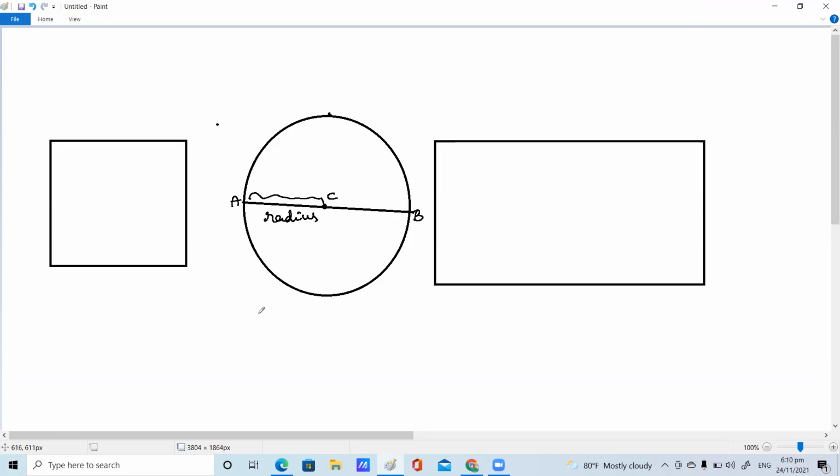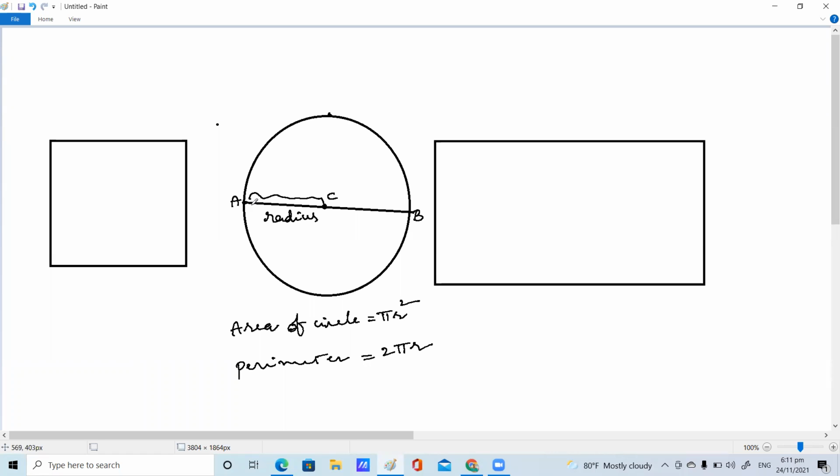Now, to find the area of the circle, we have a formula, children. Area of circle is pi r square. Perimeter is nothing but 2 pi r. You just see here, children. 2 pi r. That means what is perimeter? It's nothing but the boundary length.